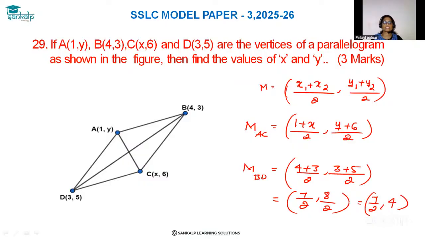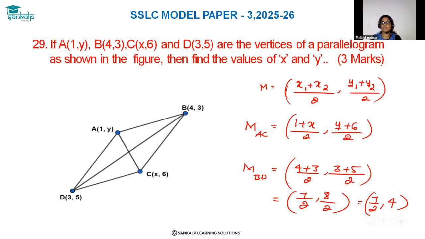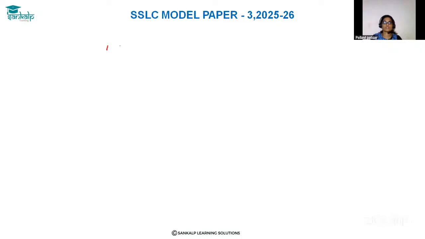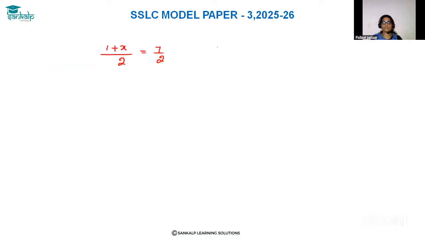Okay. So now equate the midpoints and solve for x and y. So equating the x coordinates. Here x coordinates is (1 plus x) divided by 2 is equal to 7 by 2. So equating the y coordinates. (y plus 6) divided by 2 is equal to 4.